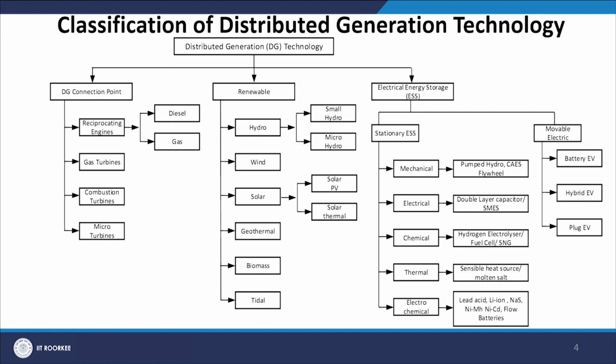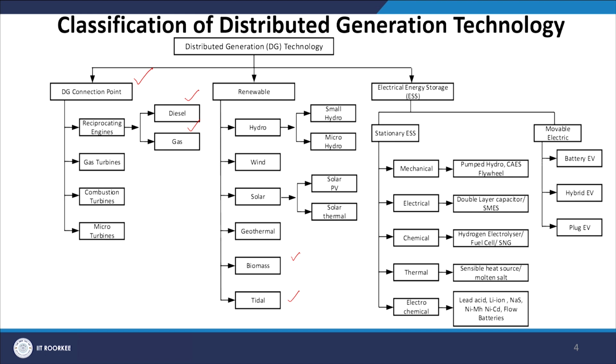Now, if you look into the distributed generation technology in specific, there are reciprocating engines, either diesel type or gas type. Then we have gas turbine type, combustion turbine type, and micro turbine types. In case of renewables, we have hydro, which could be small or micro. Then we have wind. Then we have solar, which could be solar PV or solar thermal. Then we have geothermal, biomass, and tidal.